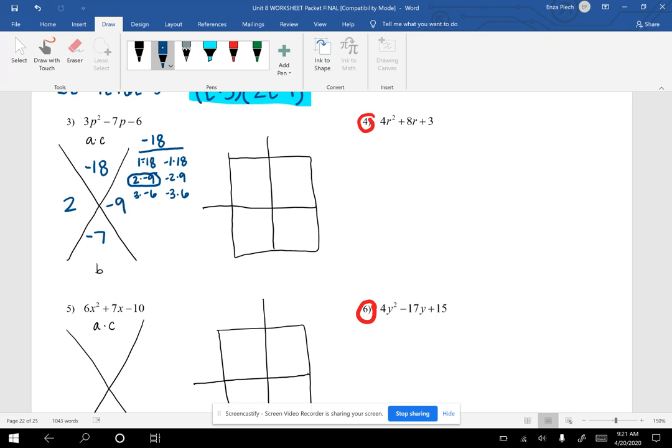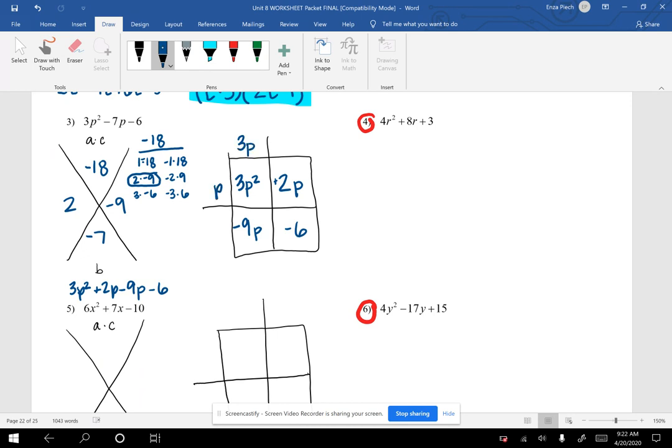So I'm going to write that out again. I've got 3p squared plus 2p minus 9p minus 6. And that's what goes in the boxes. 3p squared plus 2p minus 9p minus 6. So let's find everything we can in common, all the factors.